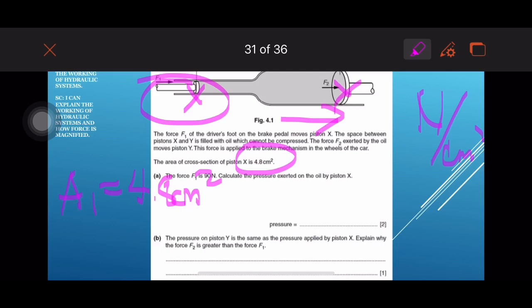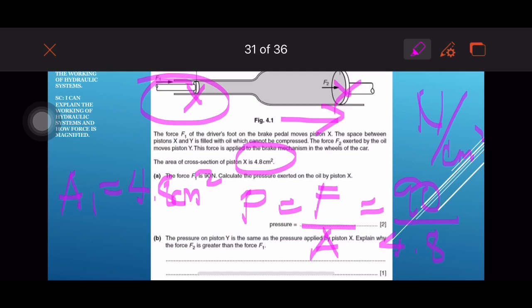Okay, we're going to calculate the pressure. So P is equal to F by A. The force F1 is 90 Newton. So 90 Newton divided by 4.8. Let me calculate. 90 divided by 4.8 is equal to 18.75 Newton per centimeter squared.